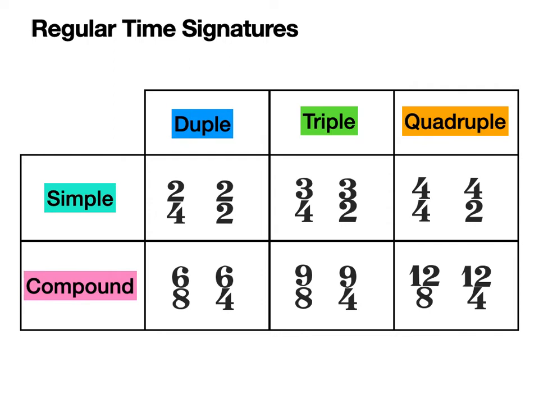At the top, we have our simple time signatures, where each strong beat divided into two, and at the bottom, we have our compound time signatures, where each strong beat divided into three. These then divide further into our duple time signatures with two strong beats, our triple time signatures with three strong beats, and our quadruple time signatures with four strong beats. If you're still a little unclear on these regular time signatures, I encourage you to watch this video first and then come back to the one we are on now.